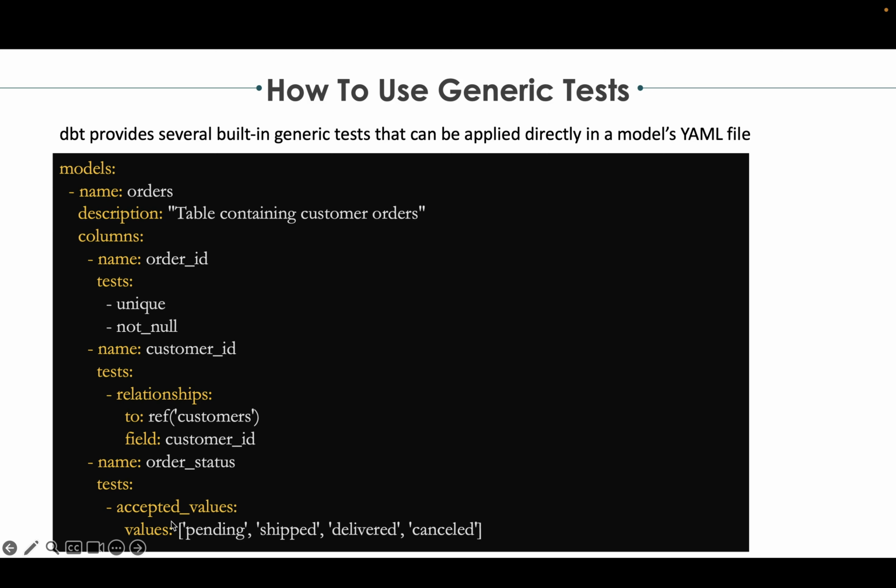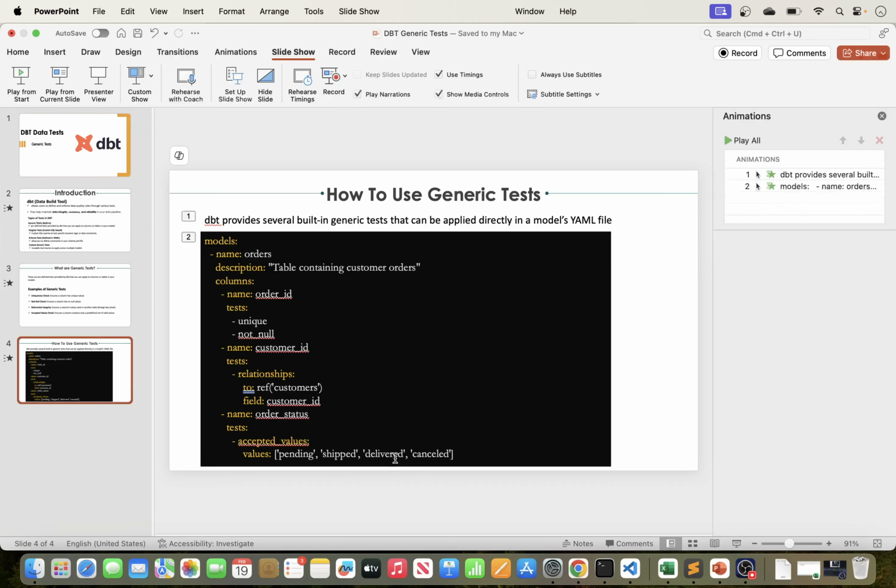And then you can also do the accepted values. In your orders table, the order status field should only contain these accepted values. For example, you can say this order status should only contain pending, shipped, delivered, or cancelled. And if any other value comes into this order status, then you should throw an error. Okay, so I will again be showing you how to do this once we get into the demo. All right, so let's jump into that demo.